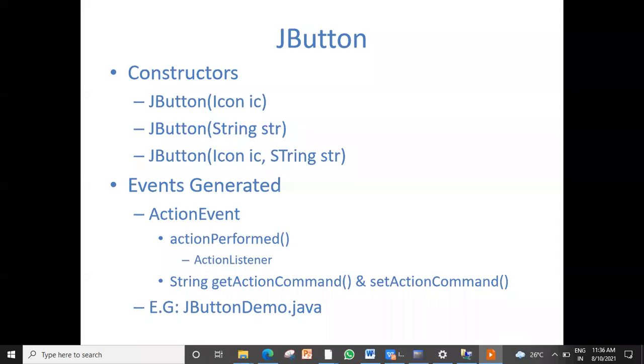Suppose there are multiple buttons. Like in your next program, you are going to use a calculator. It's a little complicated program. Fine, I'll explain it in the lab itself. In that, you will have so many buttons: the numbers 0 to 9, equals to, plus, minus, multiply, division, and C for clear.